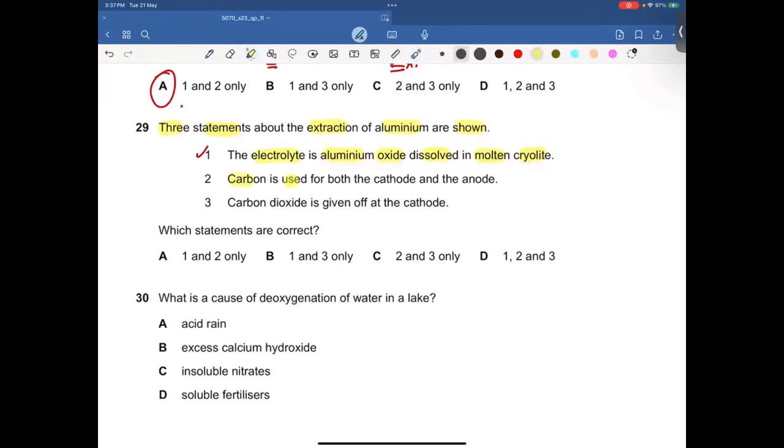Carbon is used for both the cathode and anode. That's true. Graphite is basically carbon. So carbon is used as an electrode both at cathode and anode. Carbon dioxide is given off at the cathode. You can say that because carbon, when it reacts with oxygen, will turn to carbon dioxide. So that's also correct. Which statements are correct?